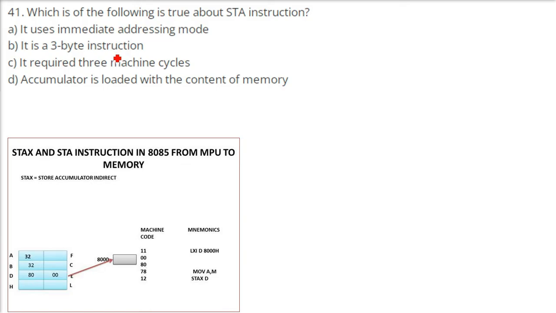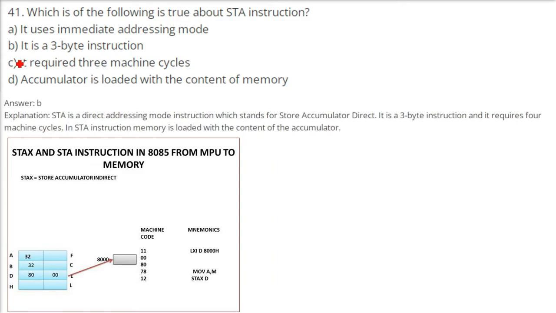Which of the following is true about the STA instruction? The STA instruction is store accumulator direct. The answer is that it is a 3-byte instruction. Store accumulator direct is a 3-byte instruction. That is correct. Now, what are all the incorrect ones?